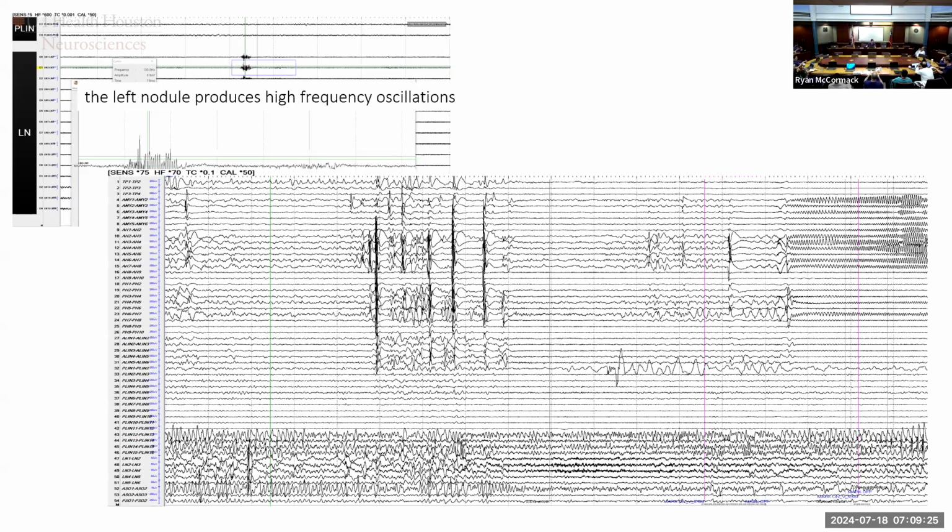This is an example of what can be seen when you actually look at that nodule independently, and you can see there are high frequency oscillations, which is characteristic of PVNH-induced epilepsy. And when you look at the broader report, you can see there are again these sharp fast waves that occur, and this then leads to it spreading and her having her habitual seizures.